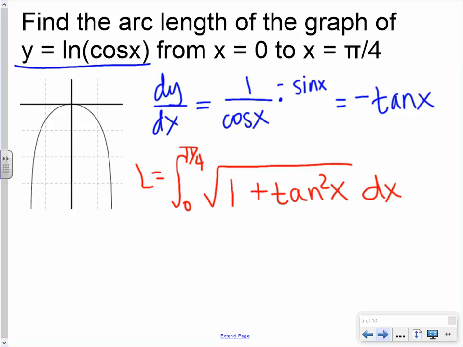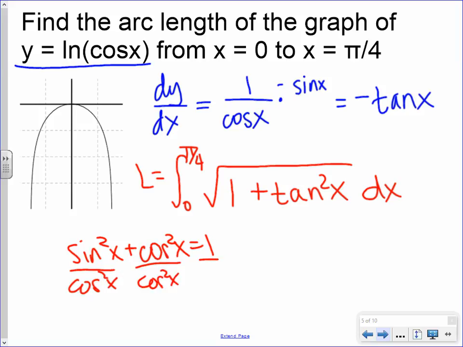Sine squared plus cosine squared equals 1. Okay, so what is 1 plus tangent squared equal? Sine squared plus cosine squared equals 1, so if we divide everything by cosine squared, tangent squared plus 1 equals secant squared.